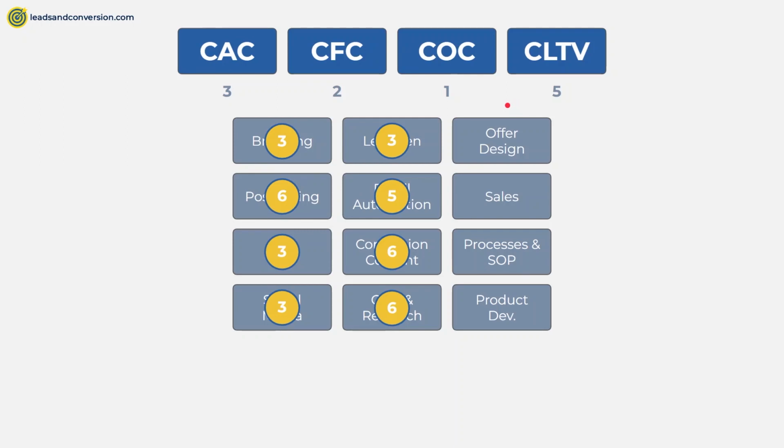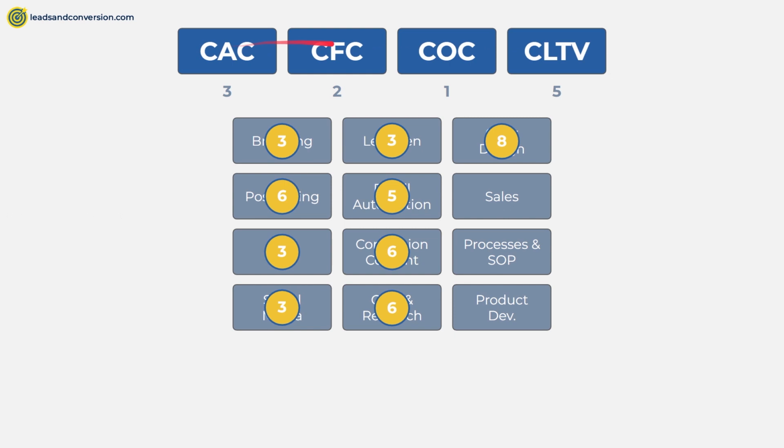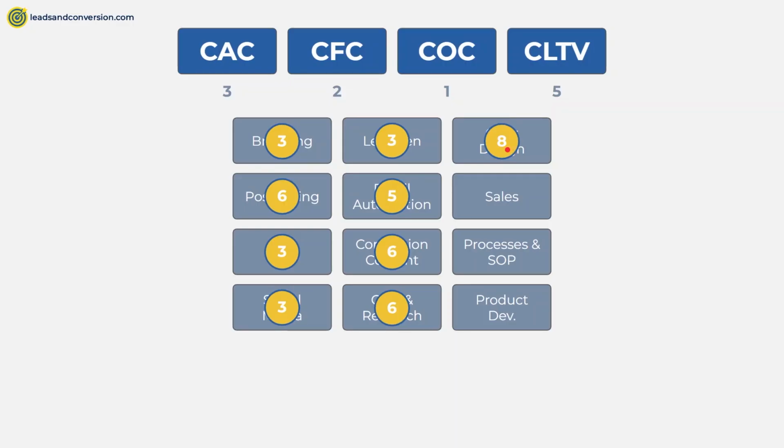And then we come to offer design. Now, offer design is an 8. Why? Because it's the only one thing that can change this and this and this, and in a big way. Because if I change my offer, I can change entirely the cost of fulfillment, and I can also change the customer lifetime value. So here, this could be even a 9. Let's say 3 plus 2 is 5, and then 3 points from here, but it could be even 5. So let's take 8 just to be conservative.